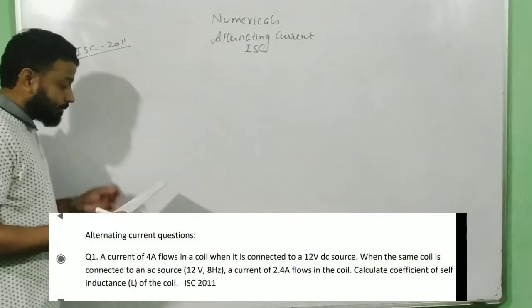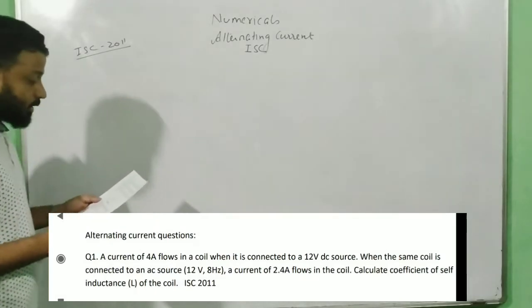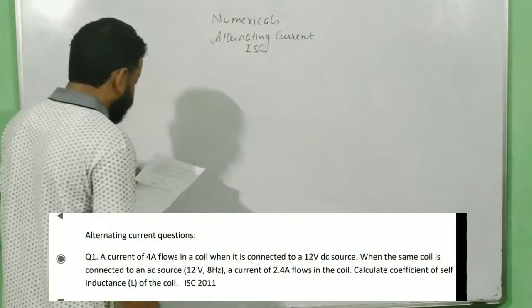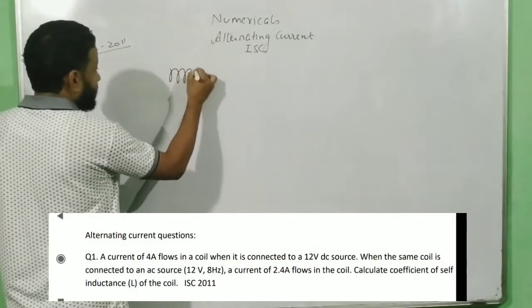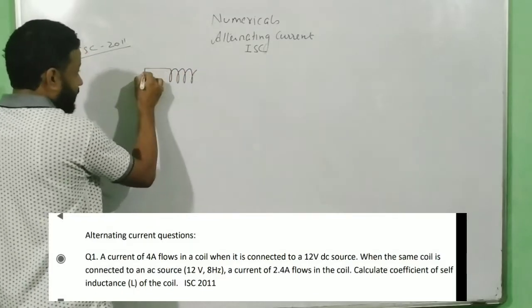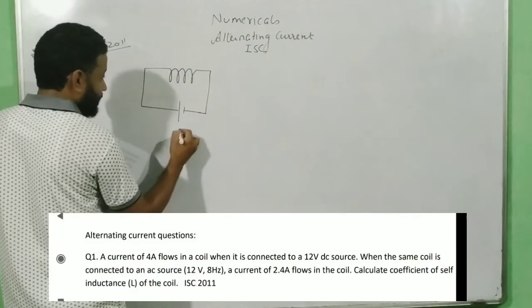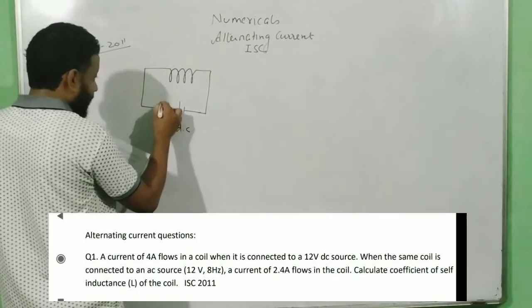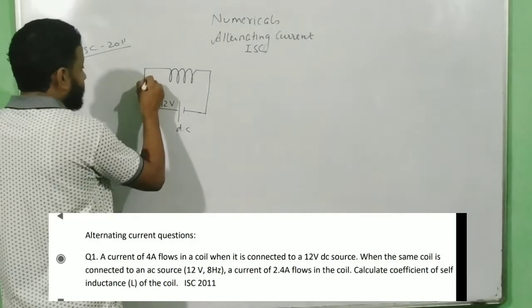In question number 1, a current of 4 ampere flows in a coil when it is connected to a 12 volt DC source. A current of 4 ampere. So suppose I consider a coil over here, and this is my DC source, and this says 12 volt, and the current is 4 ampere.